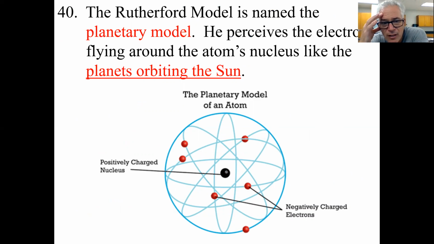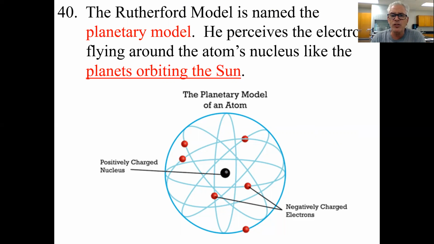This is what he imagined. In the center, there was a very dense, small, positive nucleus, squashed all the mass together in the center, kind of like a sun. And then there were negative electrons that were just zooming around, but relatively far away, so that the atom itself had a lot of empty space.